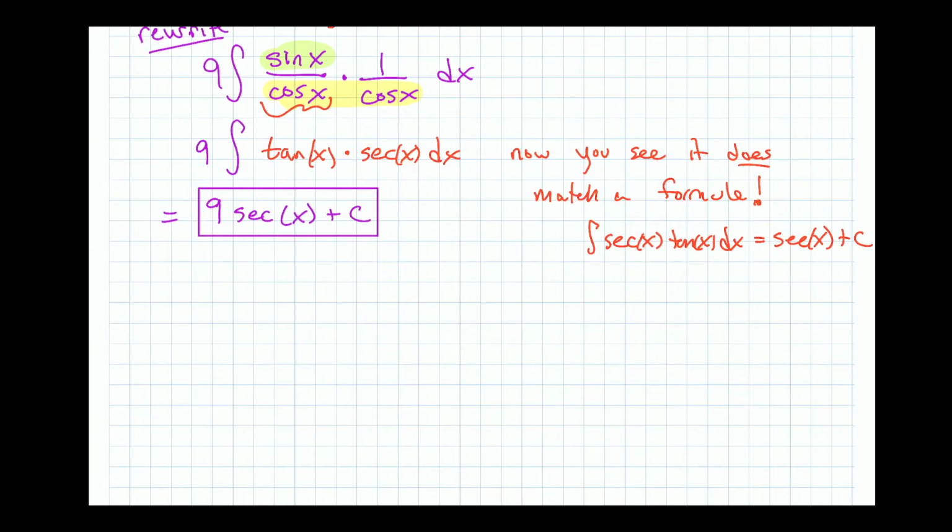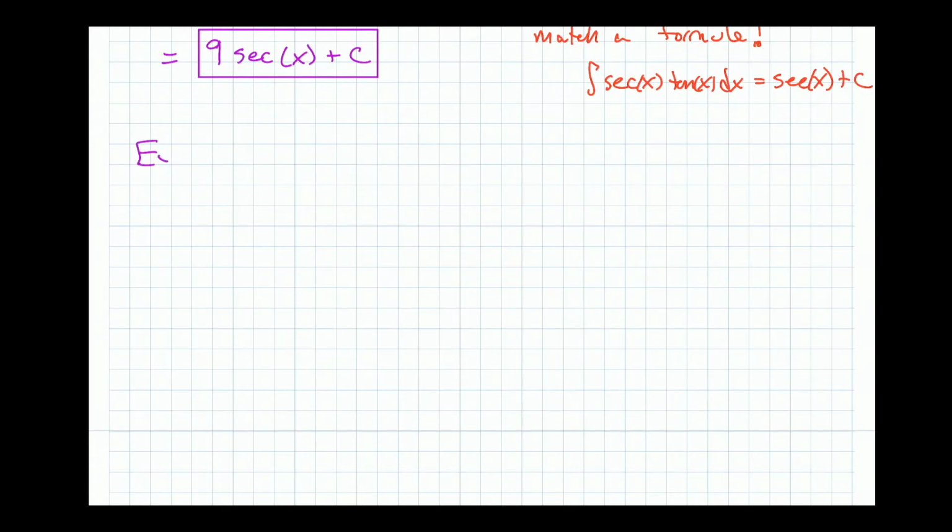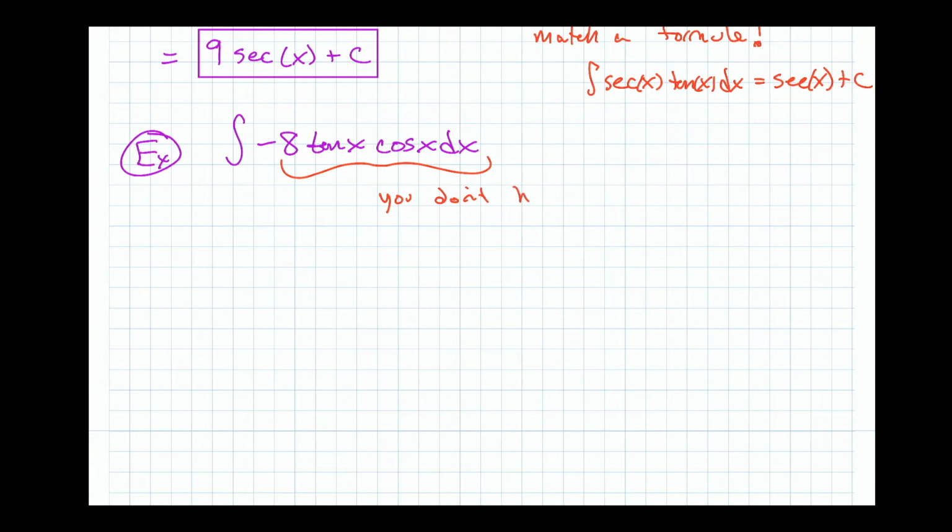Let me see if I can find a different one. Another one with trig, I mean, before we do stuff that's not trig. Oh yeah, here's another one. So they give me the integral of -8 tangent x cosine x dx. Again, you're supposed to look at this, realize that you don't have a formula. Try a little algebra. All right, so what algebra are we going to do?